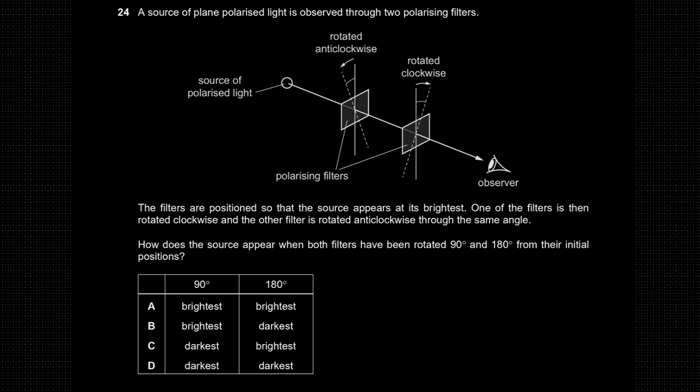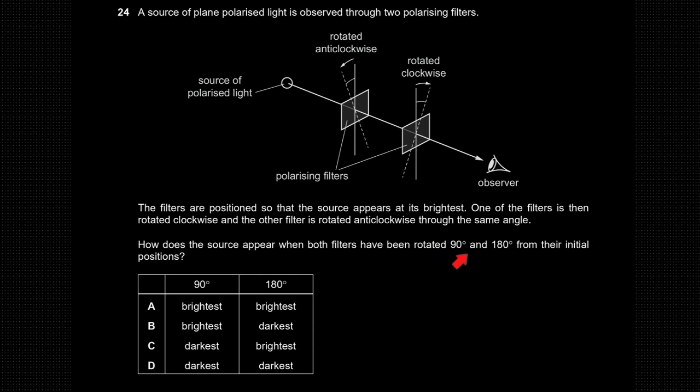So in the initial positions, you can see that both of these have their transmission axis vertical. So if you have light which is going in, and let's say that was vertically polarized as well, all of the light goes through. So the source appears the brightest. And then we rotate one of these clockwise, the other one anti-clockwise.